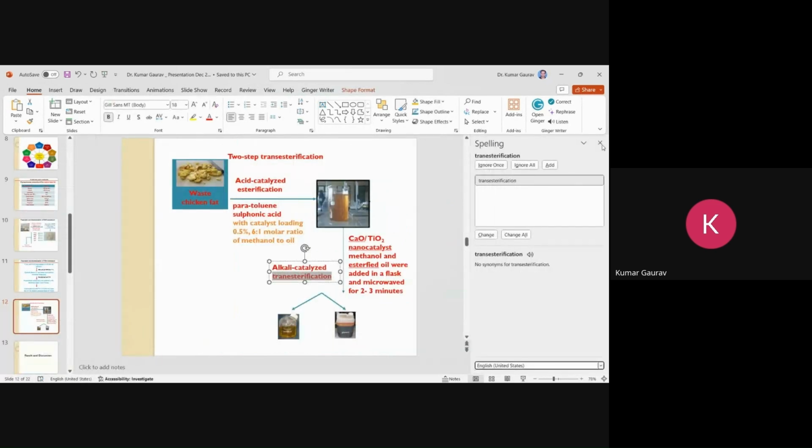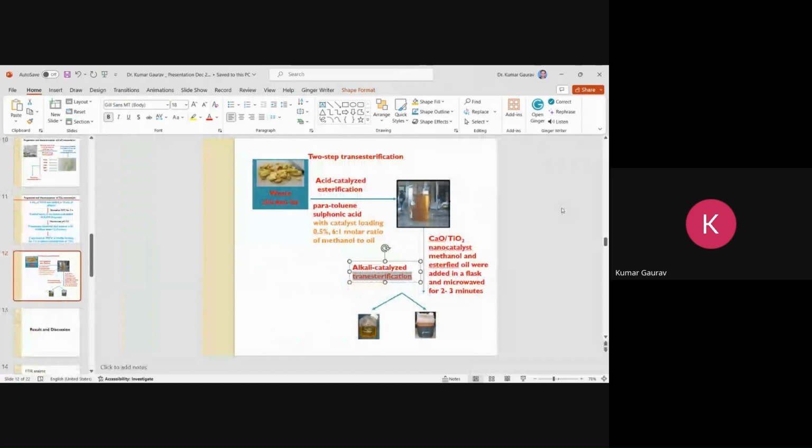Because we have used waste chicken fat as the raw material, the acid value is very high. So we go to the process of esterification, and after that we go for the transesterification process. For the acid transesterification process, we use toluene sulfonic acid as the catalyst, 0.5, and a molar ratio. After that we go to the alkali phase transesterification process.